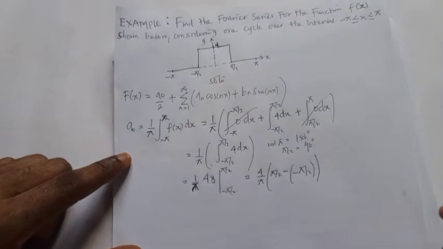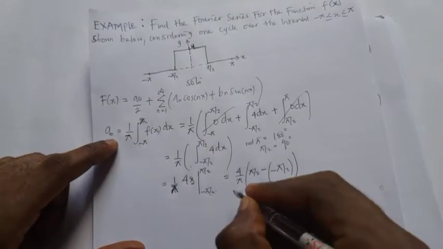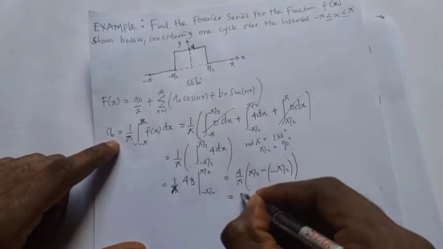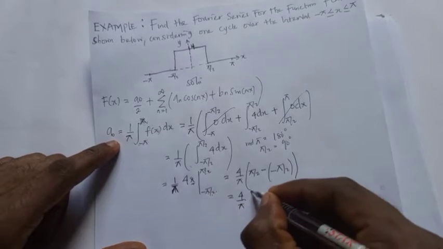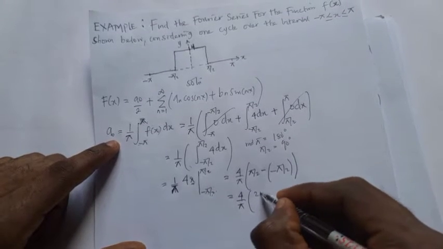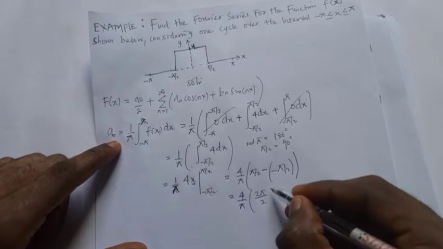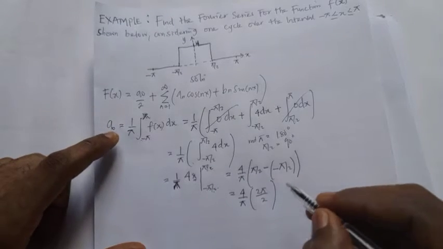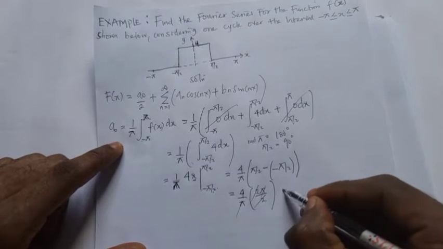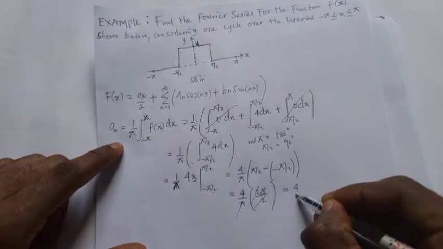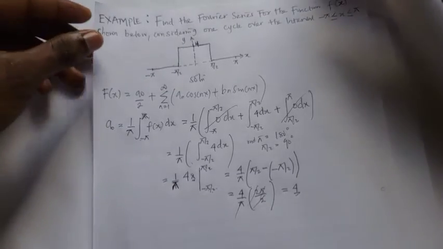So this is what we have. So this ends up giving us 4 over pi into 2 pi over 2 over 2. So when this cancels out, the value of our a naught is equal to 4. So this is the value of our a naught.